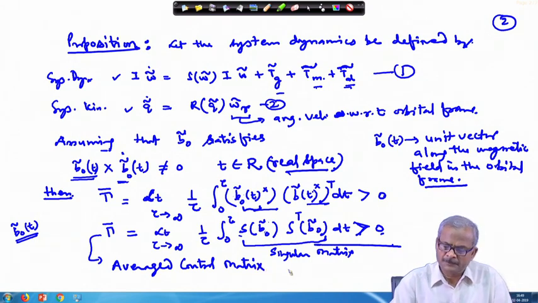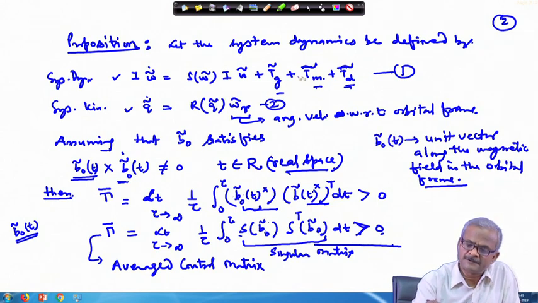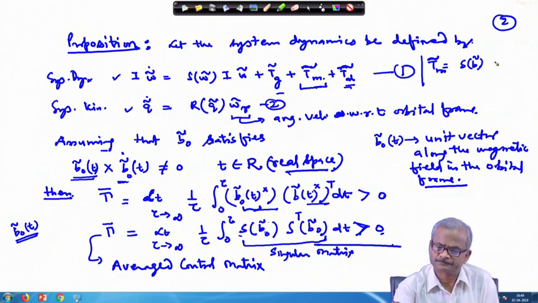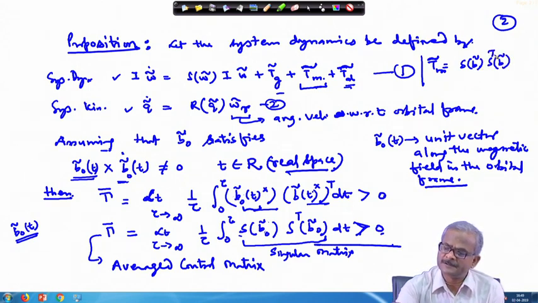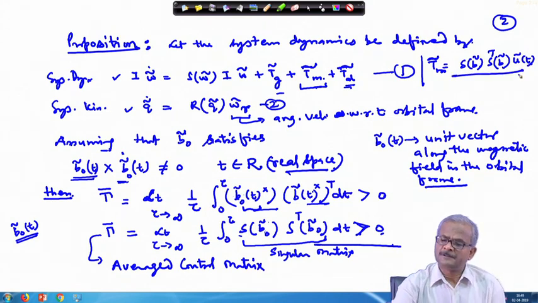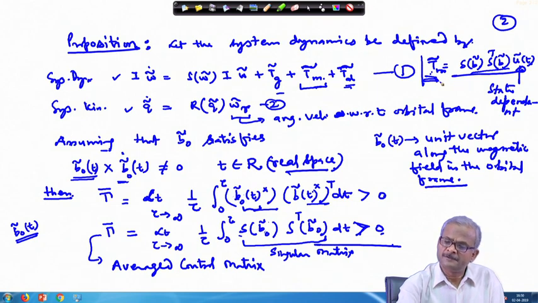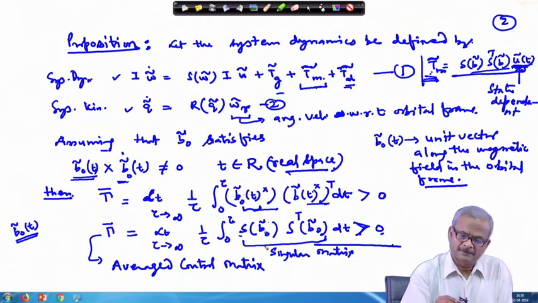Why are we taking the average? Because in this case, for this part, this t tilde m was written as S b tilde times S b tilde transpose times u tilde t. And if this is just state dependent, then if we integrate this with respect to t, this can be taken out of the integration sign and we will get the term. Let me go and write it on the next page.